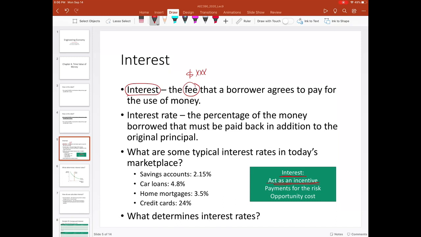So if you want to convince them to invest in your business, to let them feel better about taking that risk, then the only thing you can do is provide a higher interest rate, or more interest. Okay, so that will balance the risk.